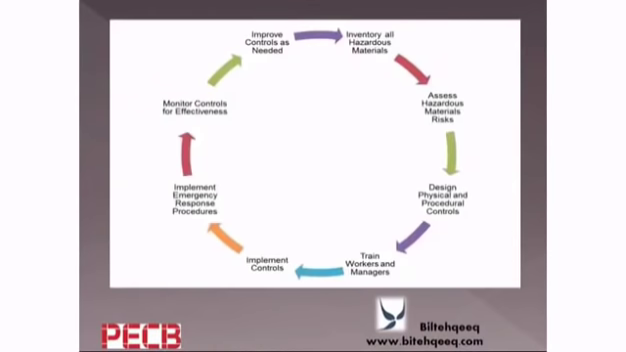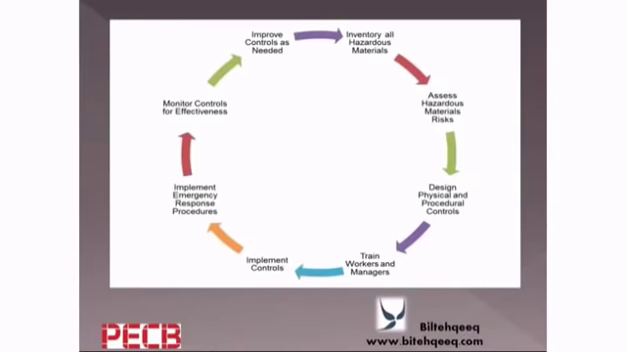If you see the cycle, it starts from assessing hazardous material risk, and then you need to design physical and procedural controls. After designing the controls, you have to train workers and managers, and then implement the controls. After implementing the controls, implement emergency response procedures, monitor controls for effectiveness, and improve controls as needed. Inventory all hazardous material. So this is a continuous cycle, and you have to take care of all the steps and all the requirements to develop an effective hazardous material management.